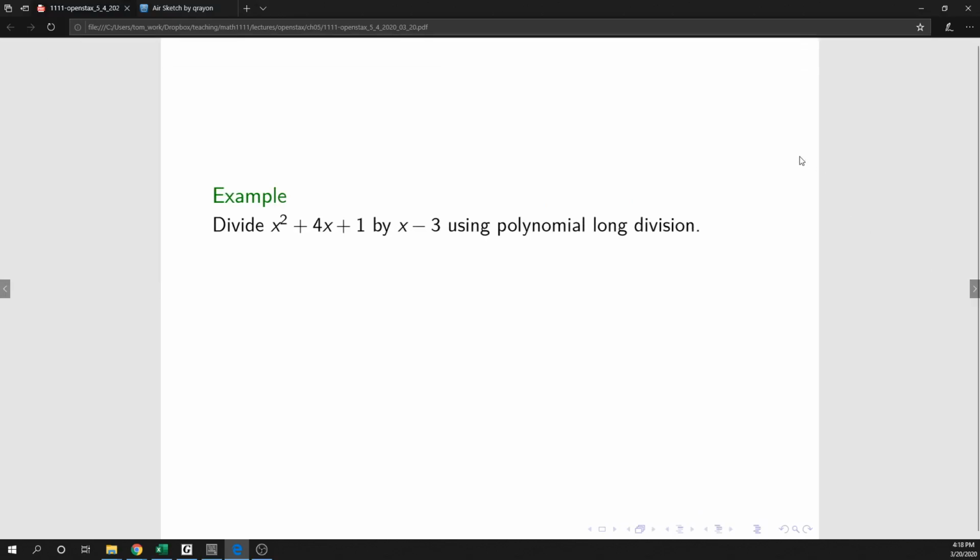All right, so next up we are going to apply this to polynomial long division. Again, the steps are going to be slightly different, and we're going to start off with this example here. The first step is to set up your division problem exactly the same way that you do with integers. I write it as x minus 3, here I have x squared plus 4x plus 1. Let me write this down and we will work through this.